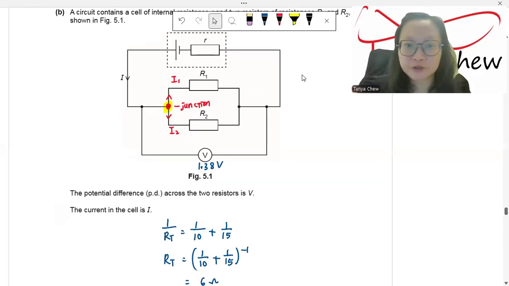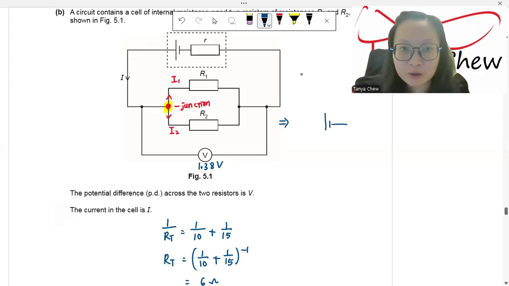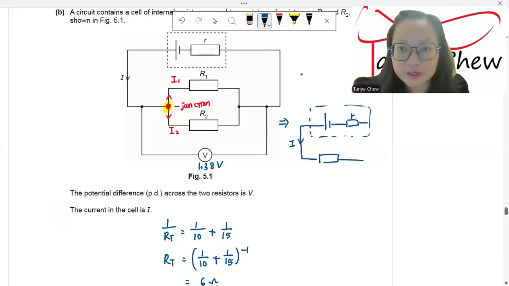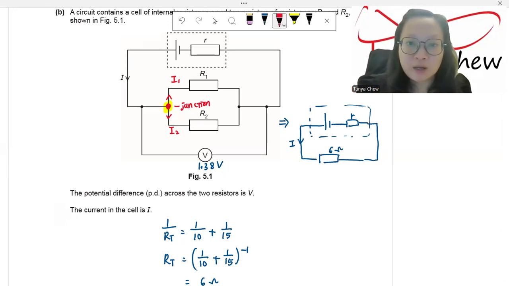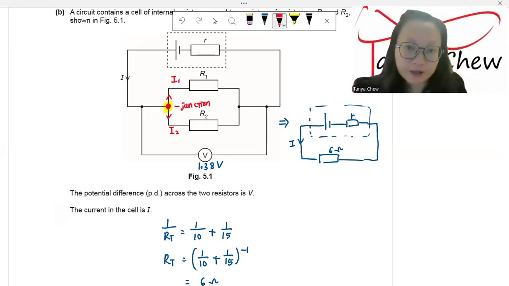Now, simplify the circuit. So this circuit will become something like this. I draw it smaller. This is R, and then this is the battery, and then this is I, the big current. And then this one becomes 6 ohm because I have already combined the two resistances. Now, I need to find the value of I.